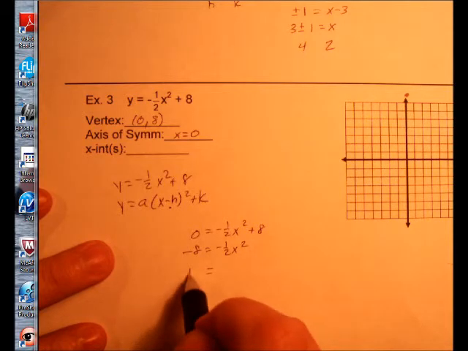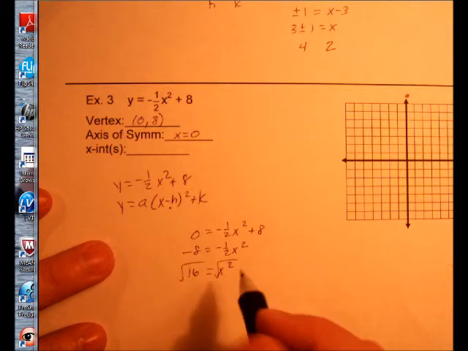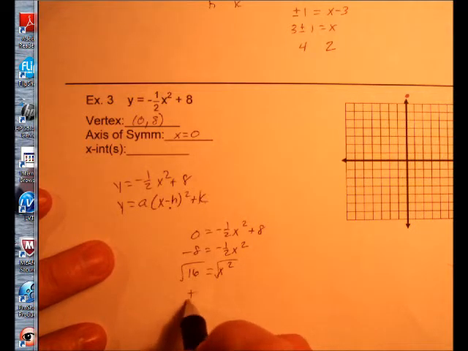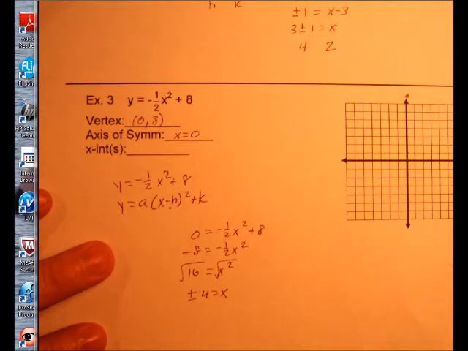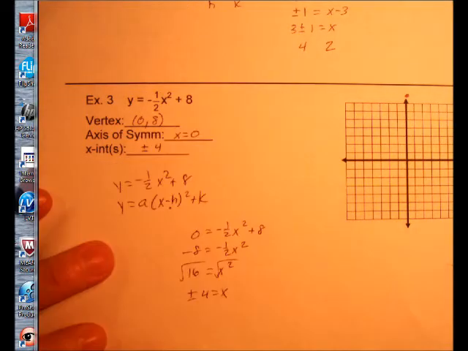Multiply by negative 2. And then take the square root. Remember, anytime you take the square root, it always has to be a plus or minus out in front. So x is equal to plus or minus 4. So you have plus and a minus 4.